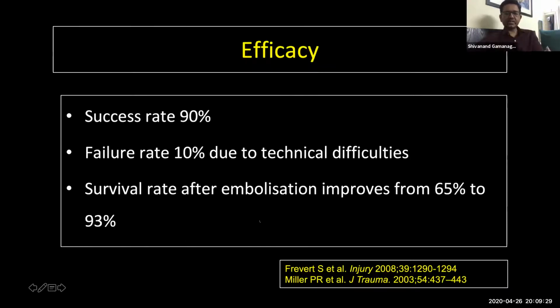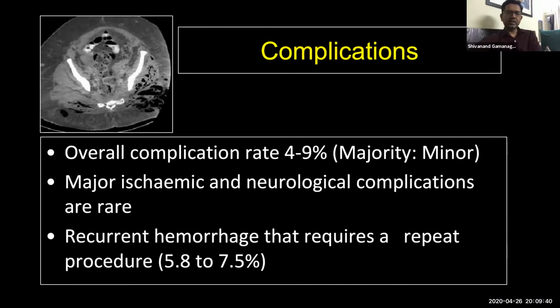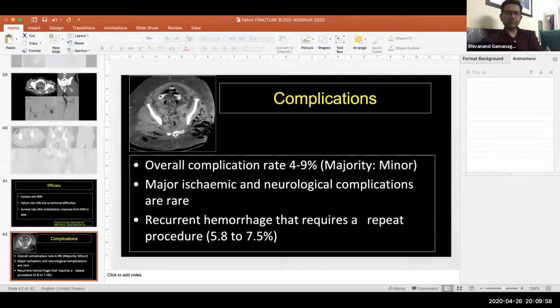The efficacy, the success rate, is about 90% and the failure rate is about 10%, because the patient is in shock and you can encounter technical difficulties to cannulate these arteries. The complication rate is usually 5 to 10%, and usually they are minor. Sometimes you may encounter gluteal necrosis, very rarely. The chance of recurrent hemorrhage is about 5 to 8%. So this is my talk. If you have any questions, I'm happy to answer.